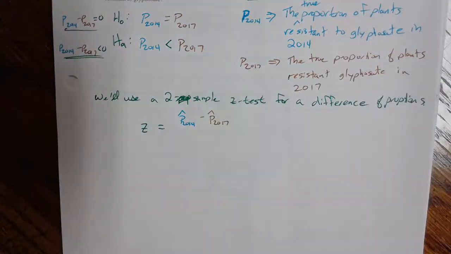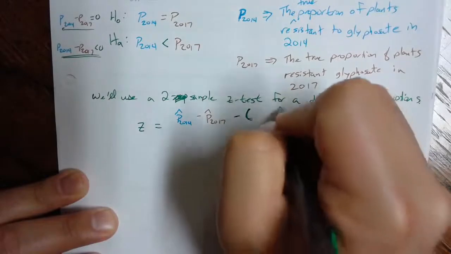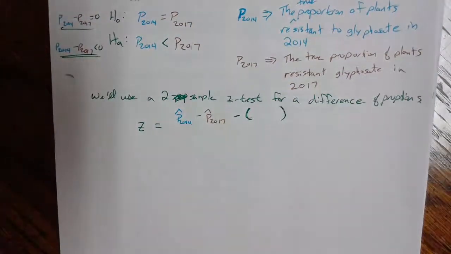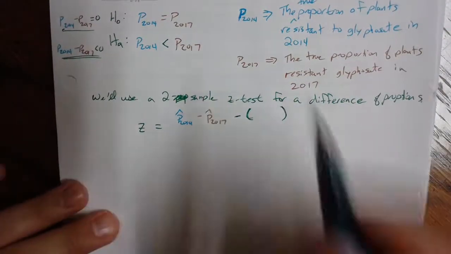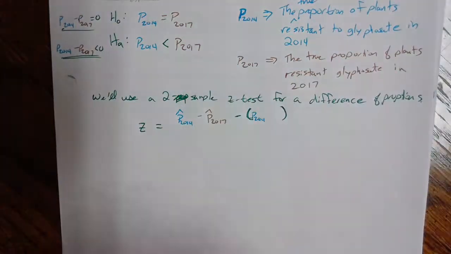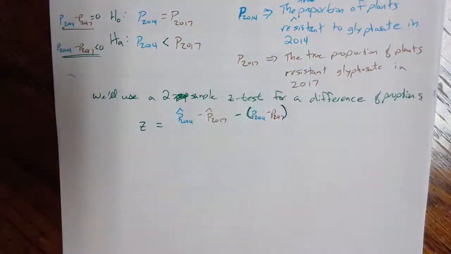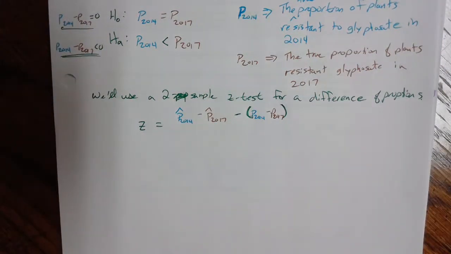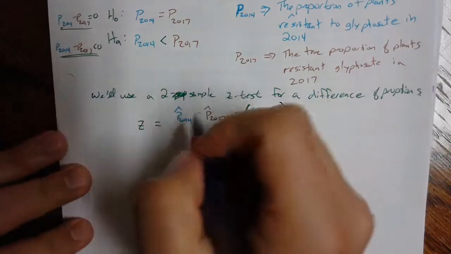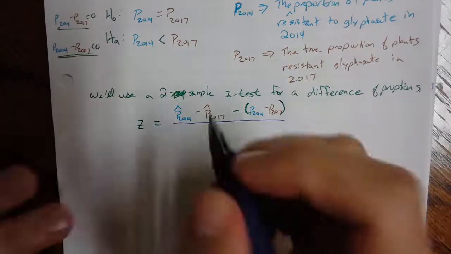And we also have the assumption from our null hypothesis that the proportion from 2014 minus the proportion of 2017 is going to be 0 in just a few minutes. And then that's our numerator. The whole denominator is going to be our standard deviation of the sampling distribution of these two proportions.